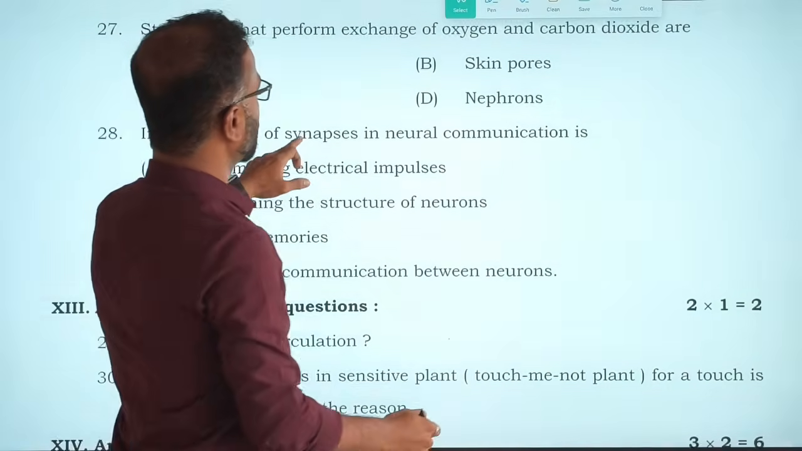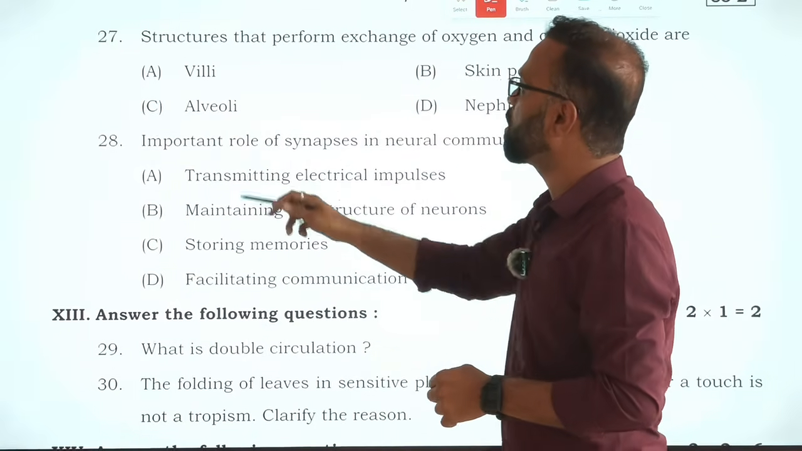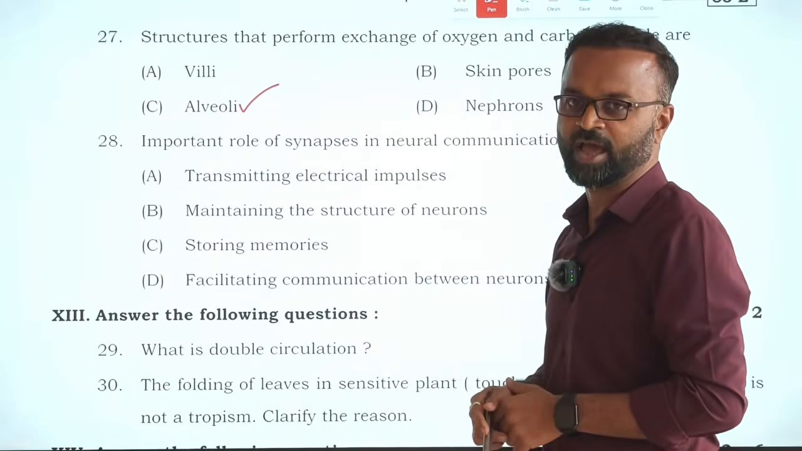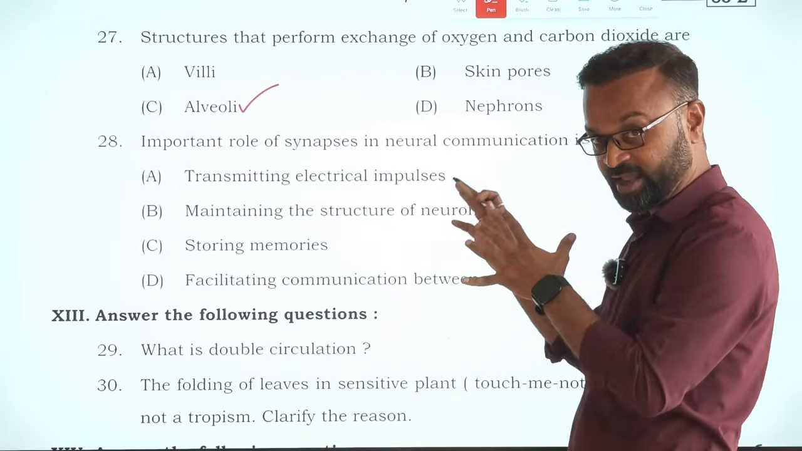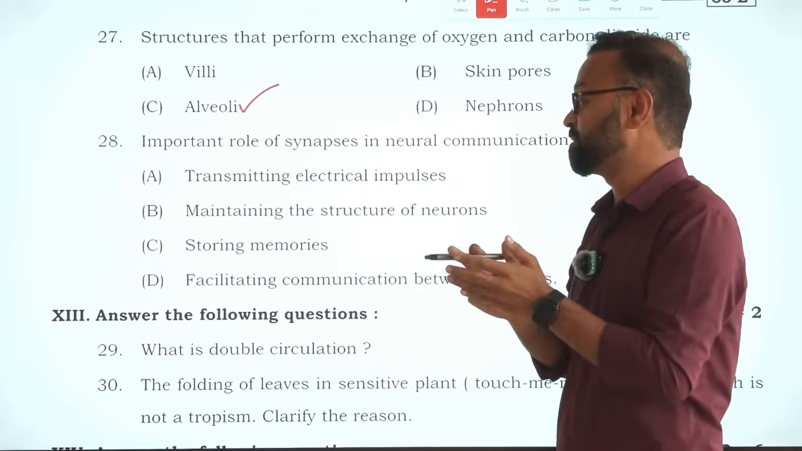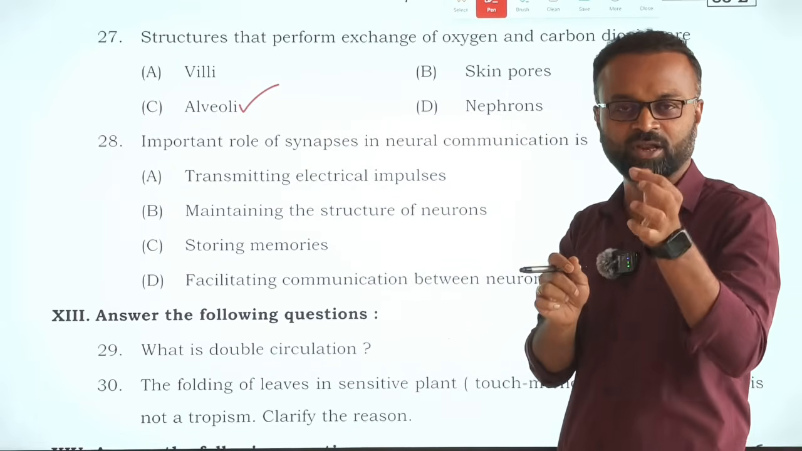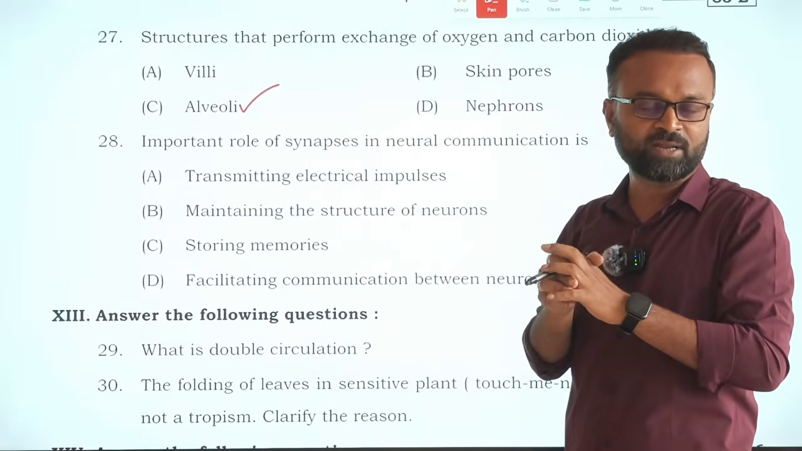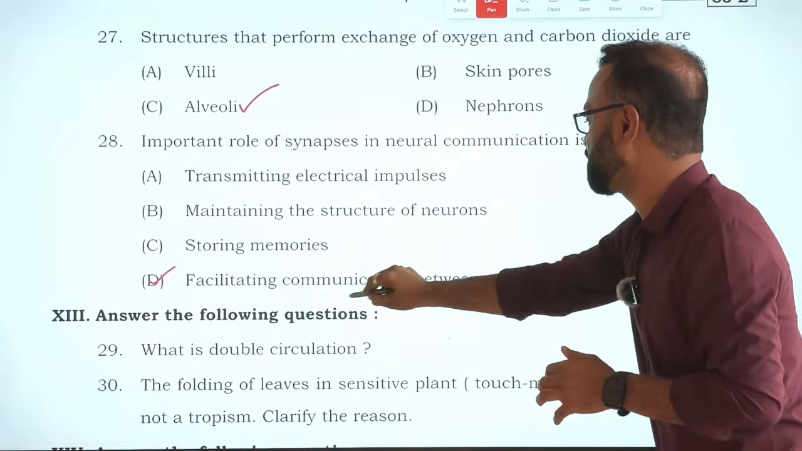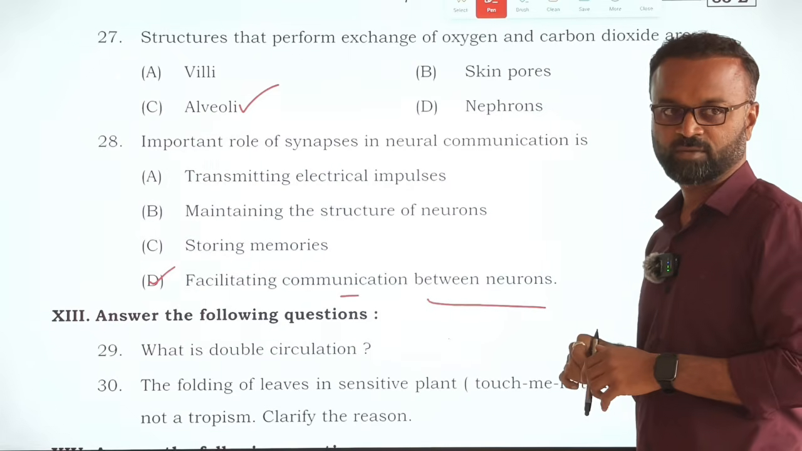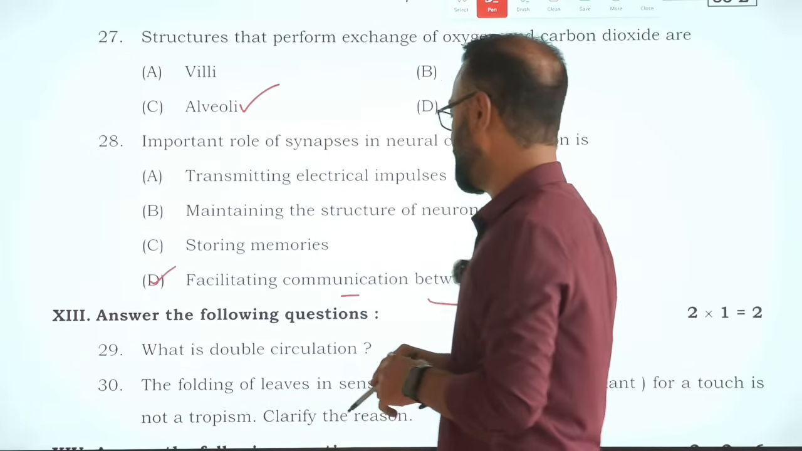Structures that perform the exchange of oxygen and carbon dioxide are called what? Those are called alveoli. Very simple. Next one. Important roles. It's not complicated, it's very simple. Role of the synapse in neural communication. Synapse is the gap between the nerve ending of one neuron and the dendrites of another neuron, which will help in facilitating the communication between the neurons. Facilitating the communication between the neurons is the correct answer.